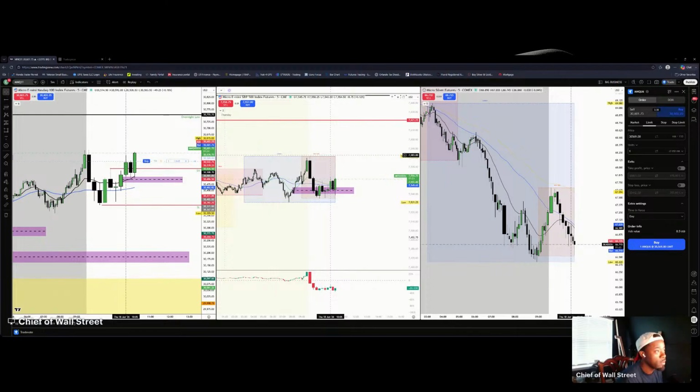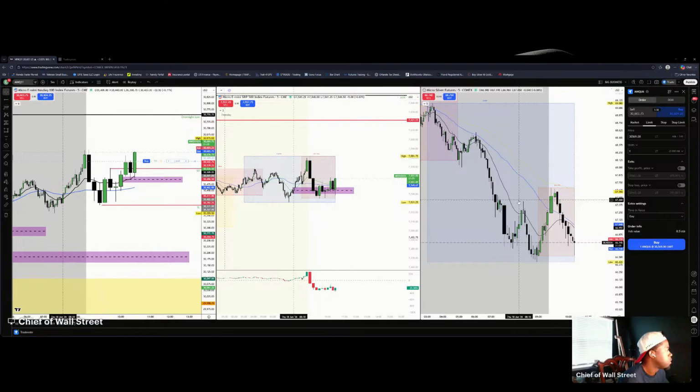Everything right now, I'm looking for buys on all 3. Because we already broke this high, which is the beginning of a change of character. We broke this high. That's the beginning of a change of character. And we broke this high. That's the beginning of a change of character. So I'm looking for buys on all 3, just trying to see which one presents itself first.